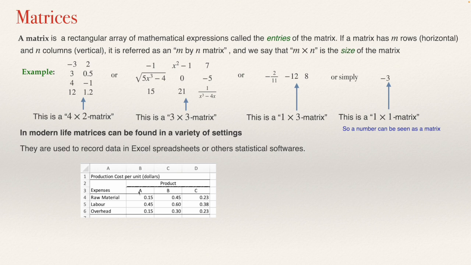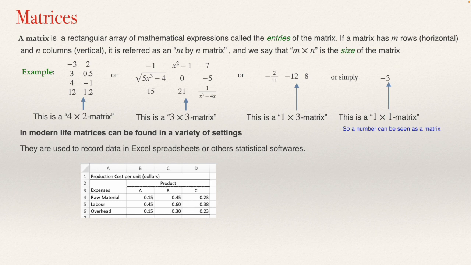And we see that, for example, for 1 unit of product A, the expenses related to raw material will be $0.15. And we see that the cost of labor for producing 1 unit of product B is $0.60. So we have recorded a series of data of the company in a rectangular arrangement. So we have here a matrix.